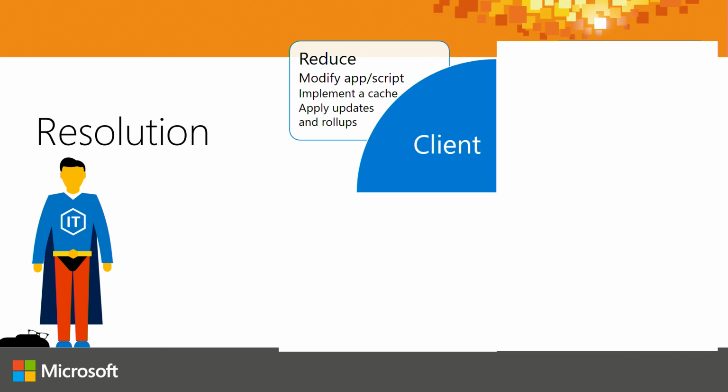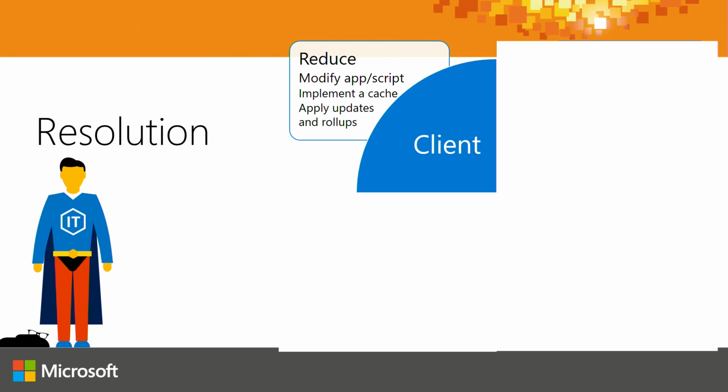And then finally, on the client side, apply your updates and rollups. In Windows client, we find updates that are applicable and help resolve these kinds of scenarios all the time. And we'll see in the mitigation section what sort of updates and rollups.